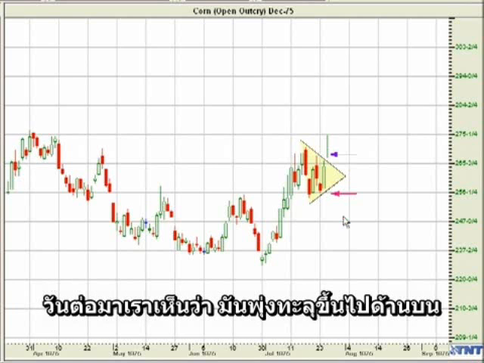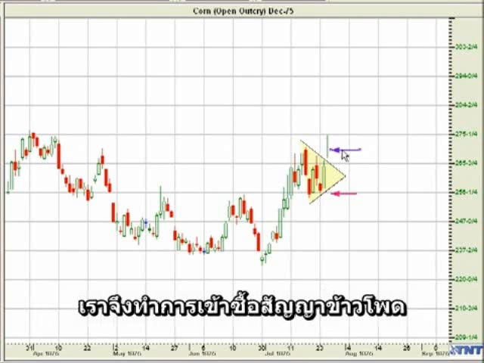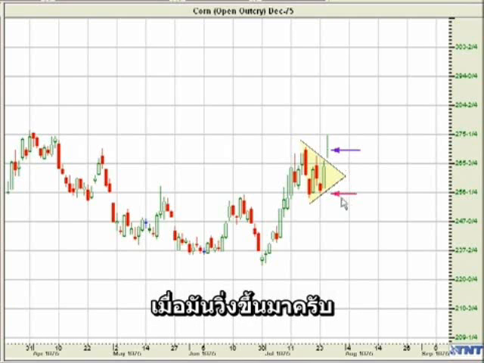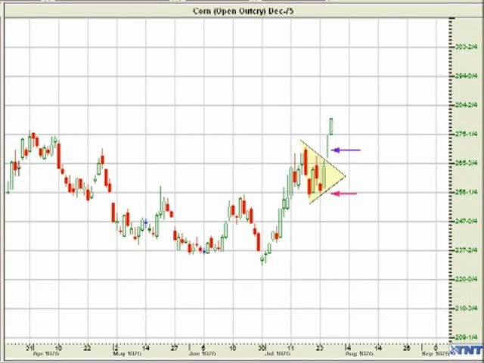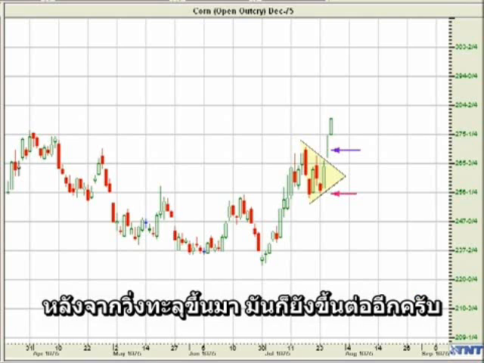The next day we can see that the market broke out to the top side, so we would have actually bought the market on a move higher. Our sell order would now become our stop loss order. The day after the breakout, the market moved a little bit higher still.